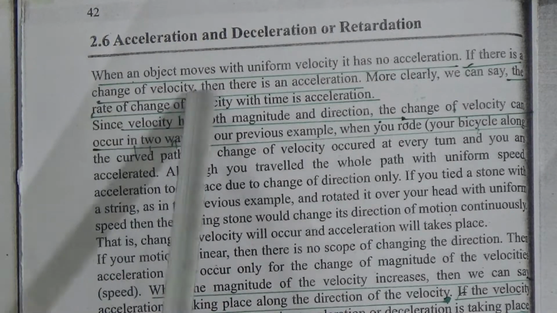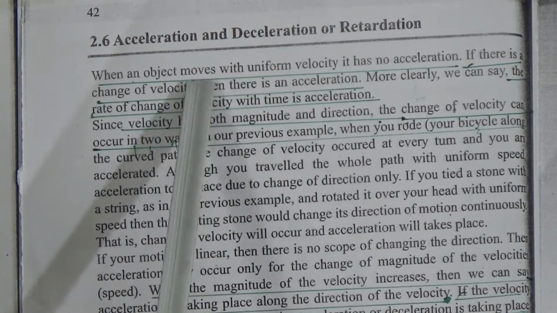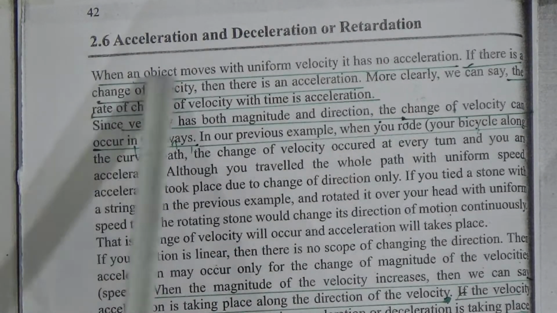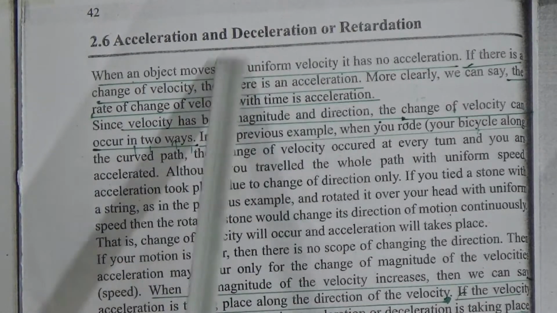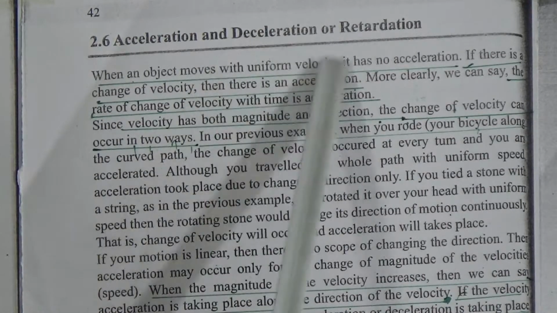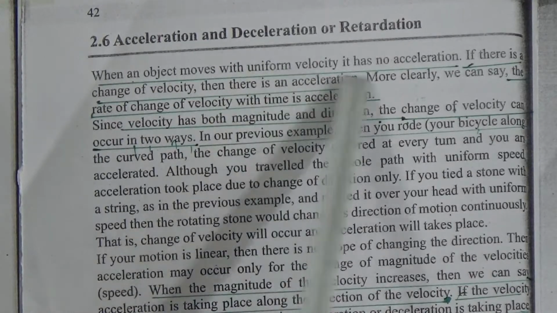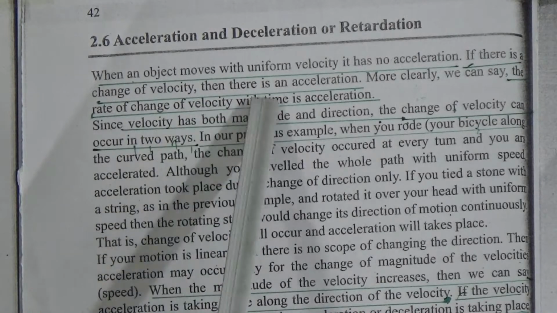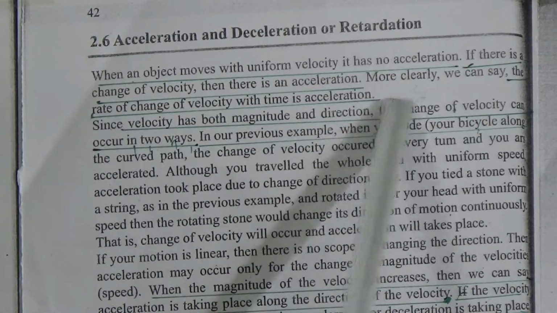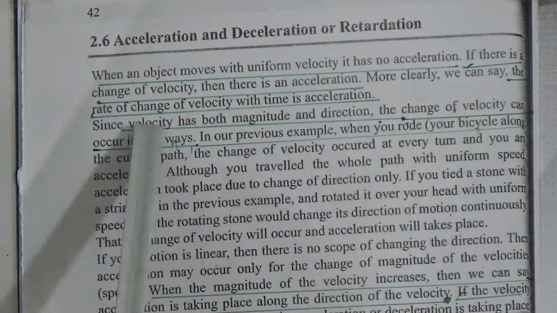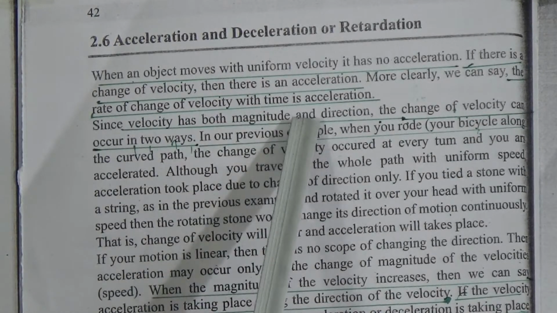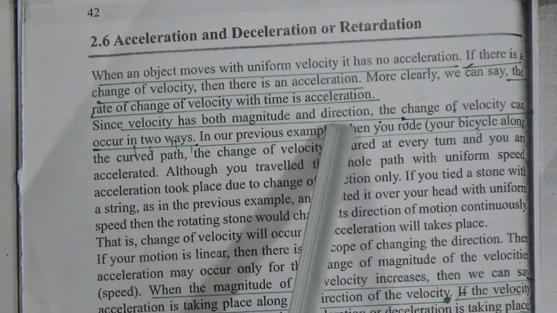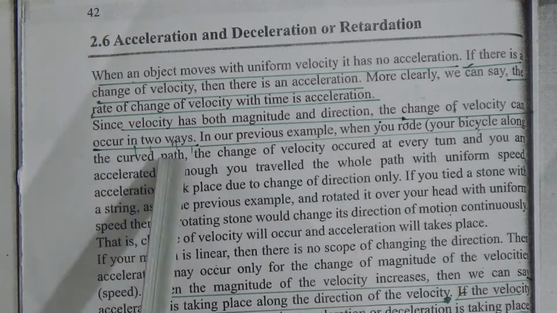Now when an object moves with uniform velocity, I repeat, uniform velocity, it has no acceleration. If there is a change of velocity, then there is an acceleration. More clearly, we can say the rate of change of velocity with time is acceleration. Since velocity has both magnitude and direction, the change of velocity can occur in two ways.